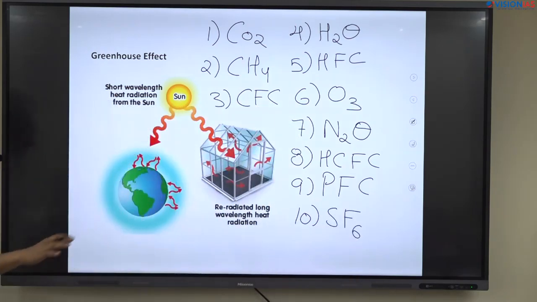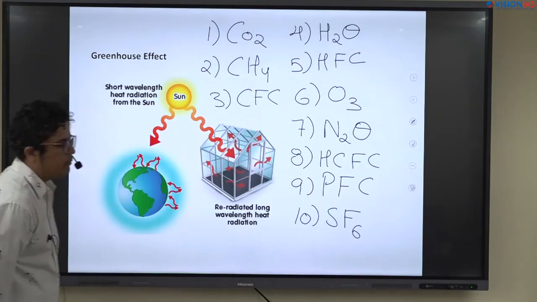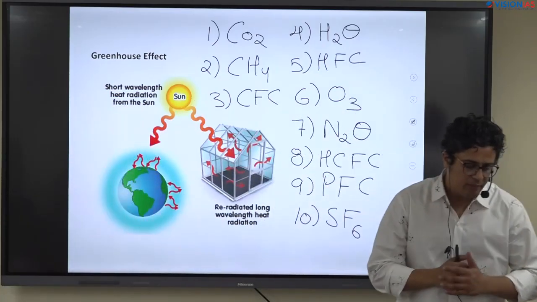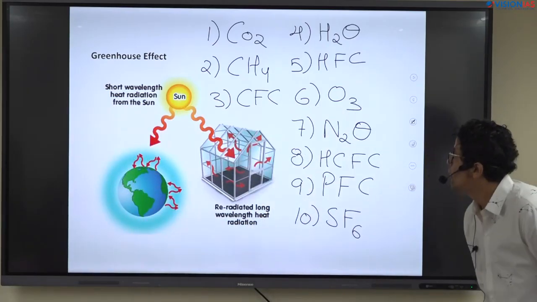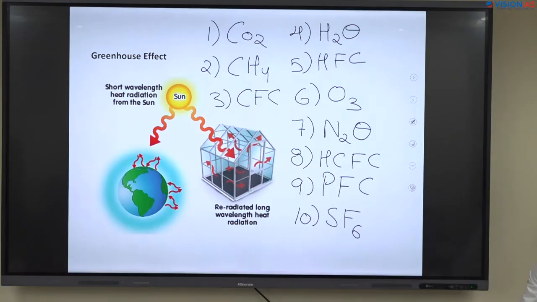Okay, write the name of these 10 greenhouse gases. They can do energy trapping. First, carbon dioxide. Second, methane. Third, chlorofluorocarbon. Fourth, water vapor.